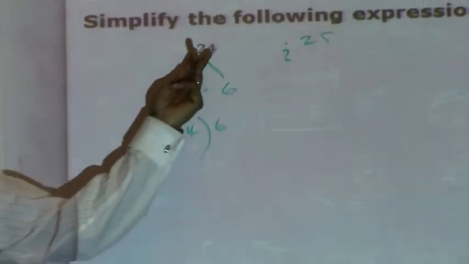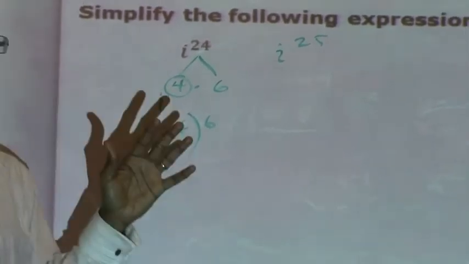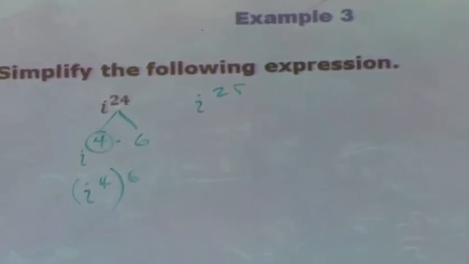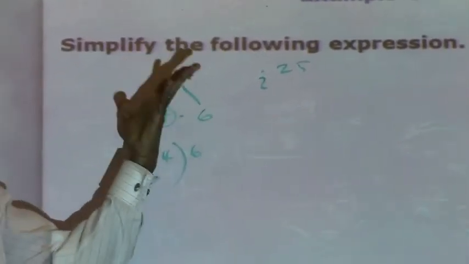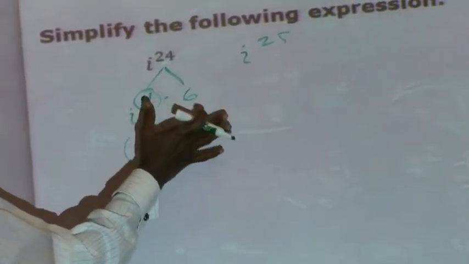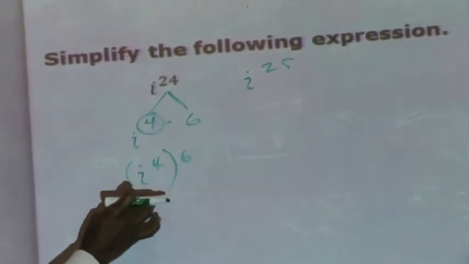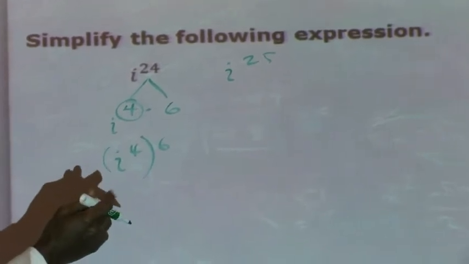Tell them what I just did. Hey, step one, Thomas, look at your number. Hopefully it's divisible by 4. If it is, you're so happy because the answer is 1 and you're done. You don't know it yet, but yeah. If it's divisible by 4, break it into pieces. 4 times what will give you this number? Divide 4 into that and get that answer. Once you have that, you will rewrite this original problem as i to the 4th power raised to the 6th power.